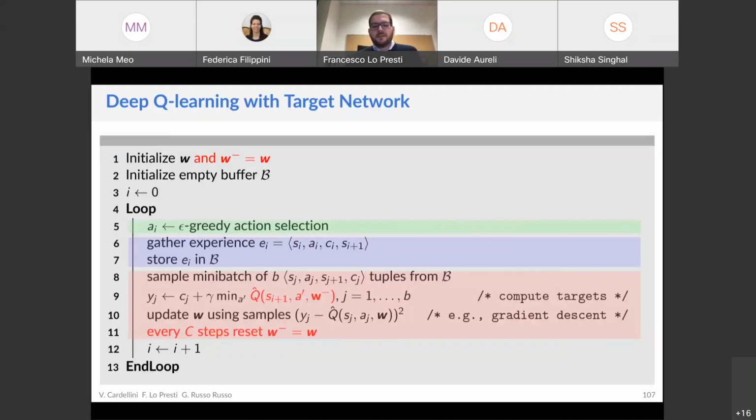So if we consider this extended version of the algorithm, we see that we keep two versions of the parameters W. So basically we have two neural networks. When we need to compute the update targets, we estimate the future cost using the target network. And when we need to update the parameters W, we don't modify the target network. Only periodically, every 6 steps, we update the target network with the most recent version of the parameters W.